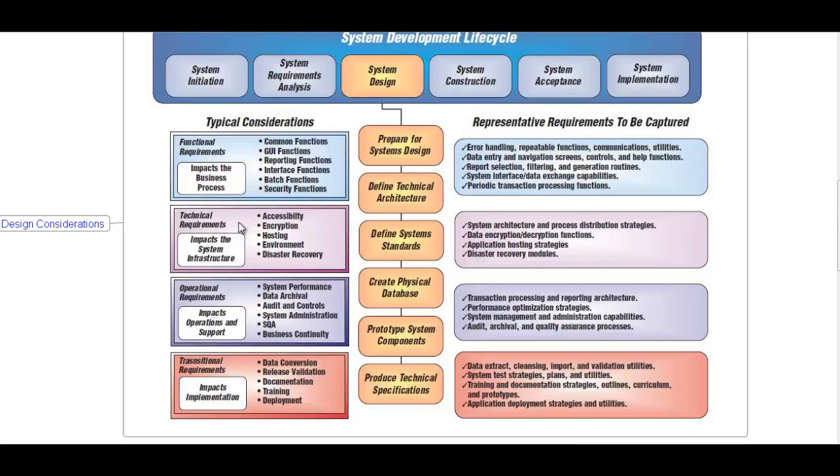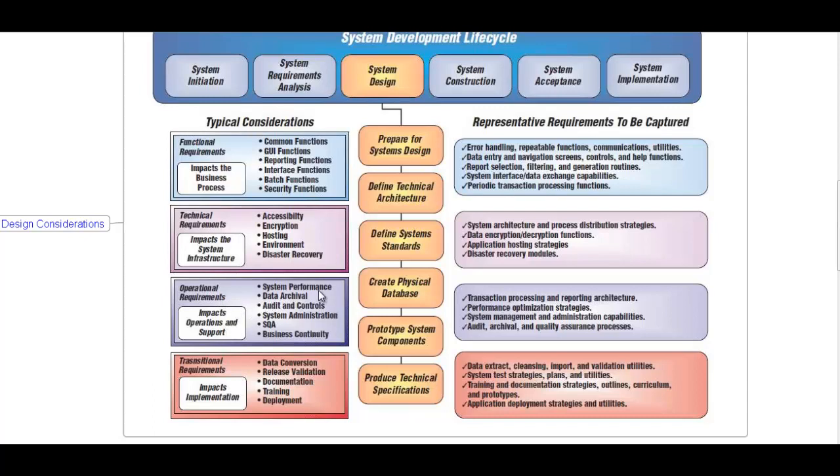Technical requirements impact the system infrastructure. What are technical requirements? Accessibility, encryption, hosting, environment and disaster recovery. And representative requirements to be captured: system architecture and process distribution strategies, data encryption, decryption functions, application hosting strategies, disaster recovery modules.